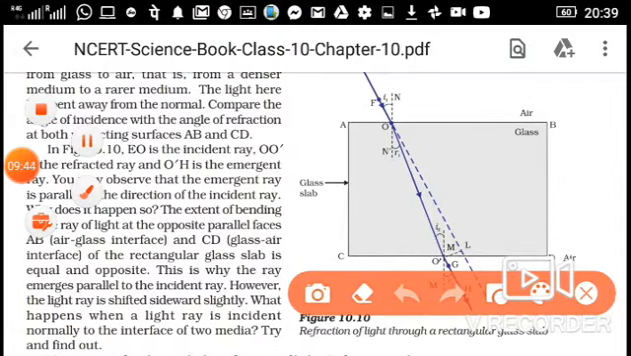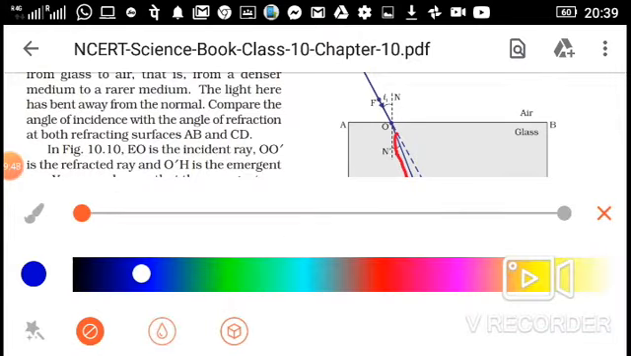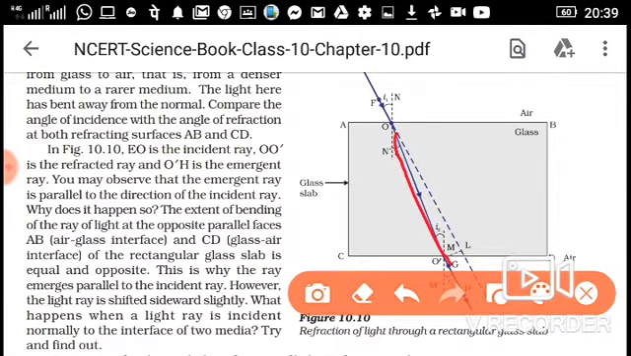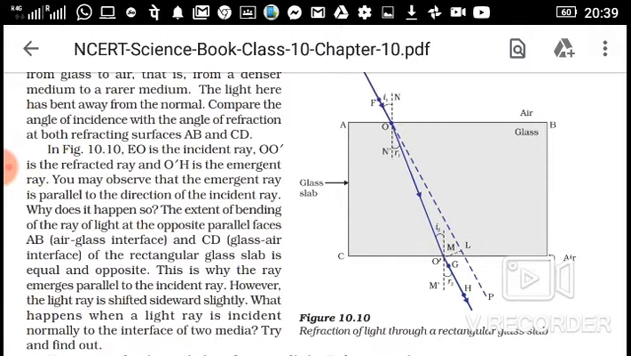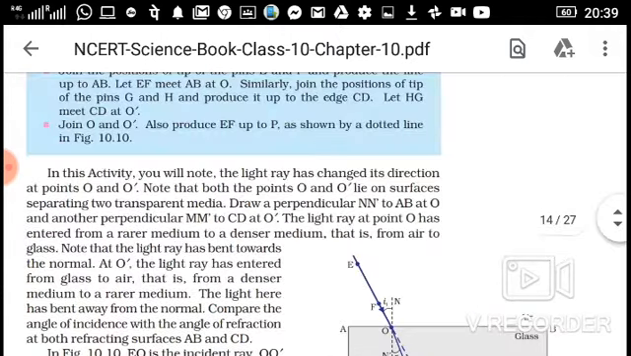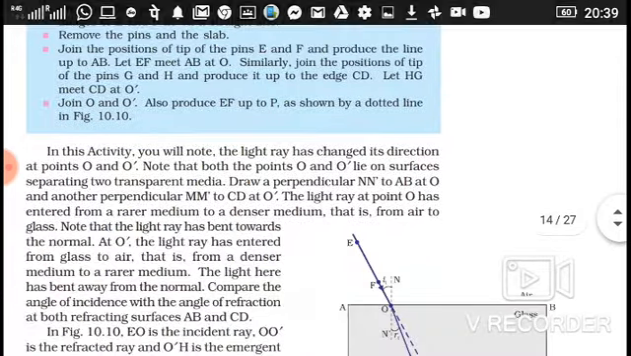The first step is you have to join O and O dash. Okay, and in this step it is written that you have to produce EF up to P, a straight line. Okay, now you see you get two parallel lines. Now this activity is done.